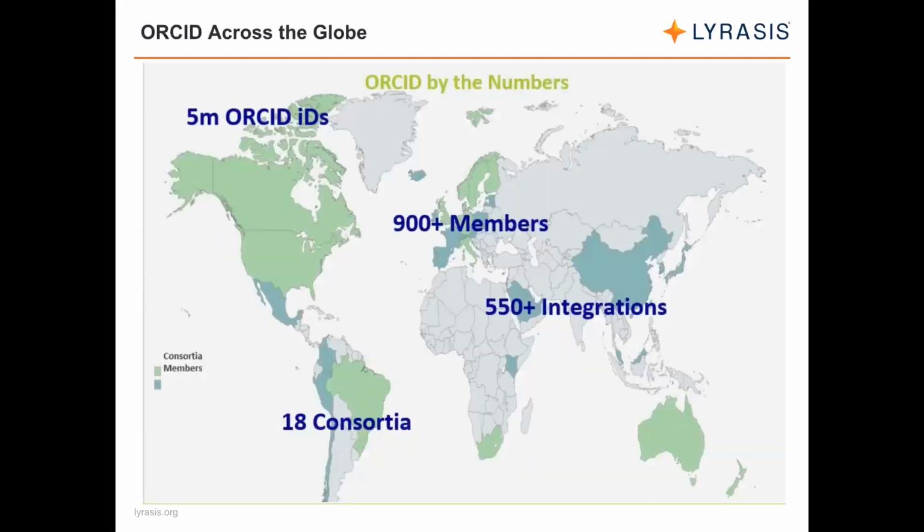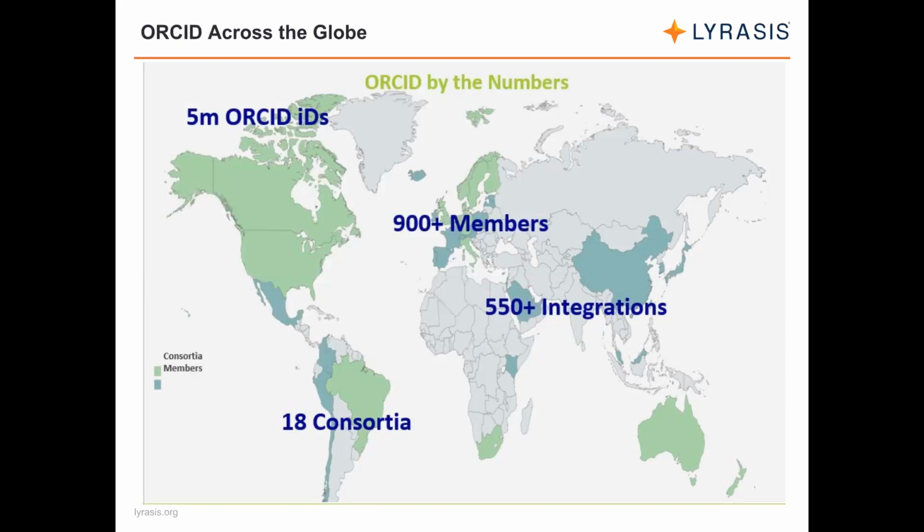So let's begin with a big picture look at ORCID, which is a global initiative. There are over 5 million individuals all over the world that have ORCID IDs, and over 900 institutions are ORCID members, and there are over 550 system integrations with ORCID across the globe.